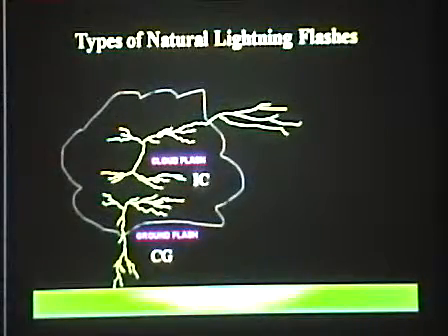Now, let's talk about types of natural lightning flashes. We call natural lightning flashes those which are formed inside of thunderstorms. And they are of two major types. Cloud flashes, which are formed inside of a thunderstorm and develop inside the thunderstorm. Sometimes we see a portion of this flash which is extending outside of the storm. And ground flash, which starts and develops in a thunderstorm, but then propagates toward the ground and touches the ground.